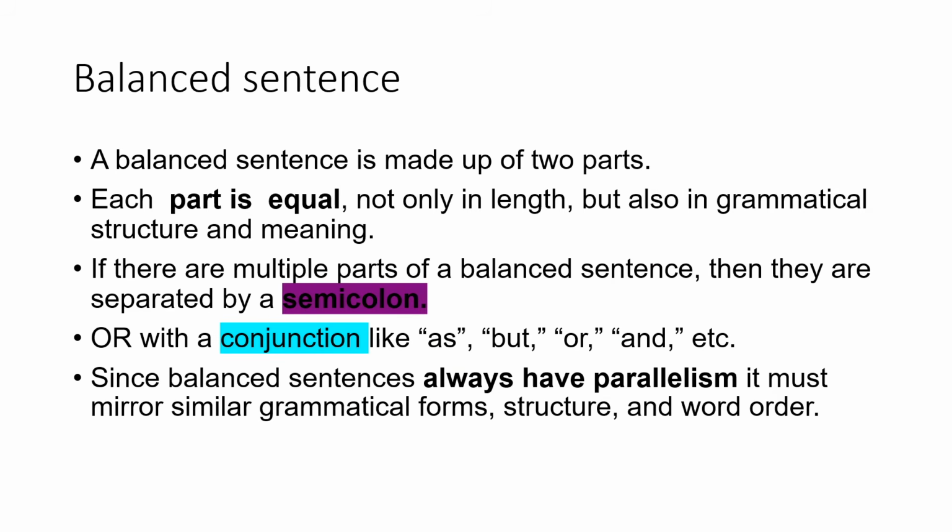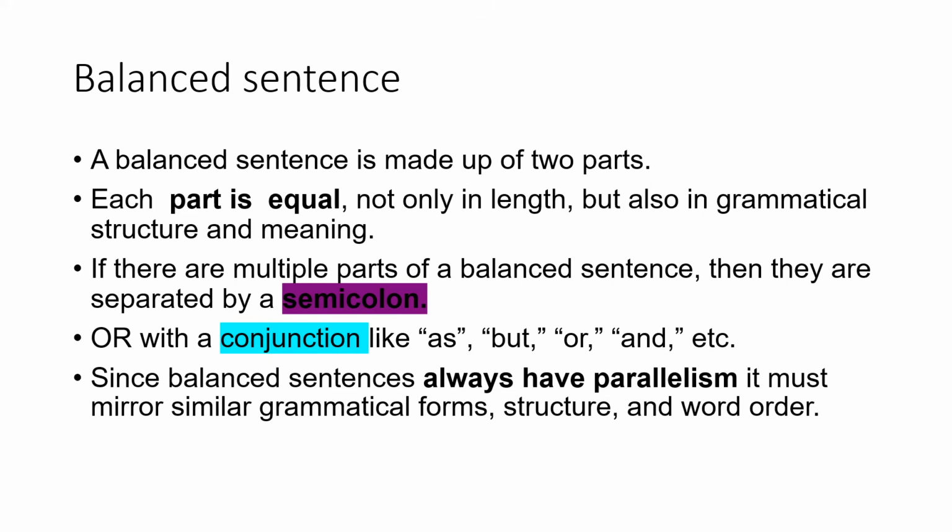The balanced sentence. A balanced sentence is made up of two parts. You can think of it as an olden day scale. Each part is equal, not only in length, but in grammatical structure and meaning. So a sentence, each part of it, will be as long as one another. It will have the same grammatical structure, and that means that one part of the sentence is as equally important as the other.